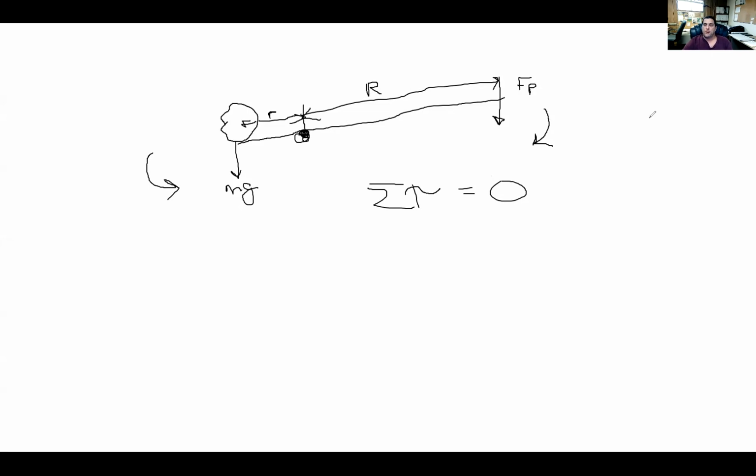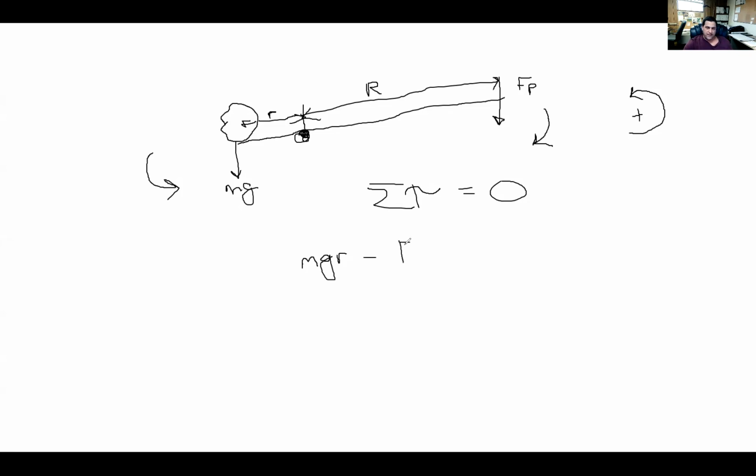We need to, at some point with torques, assign a positive and negative sign. So in most statics classes, counterclockwise is positive. So this first, the large rock, is mass times gravity times this little lever arm here. So that's going to be positive because about this point, it's going to want to rotate counterclockwise. This one is going to be negative.